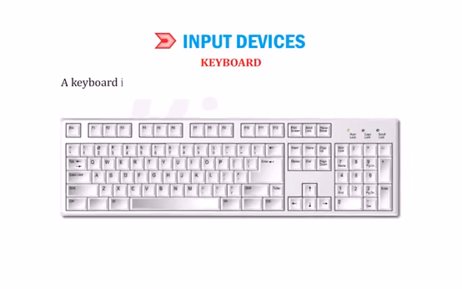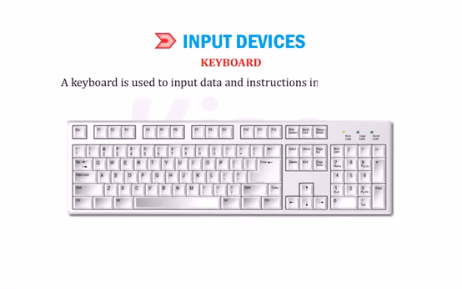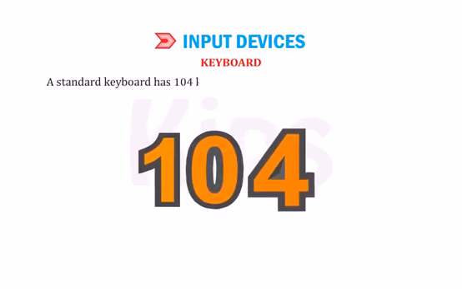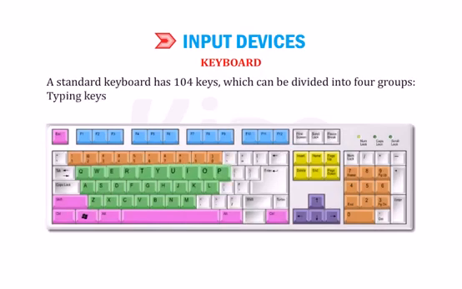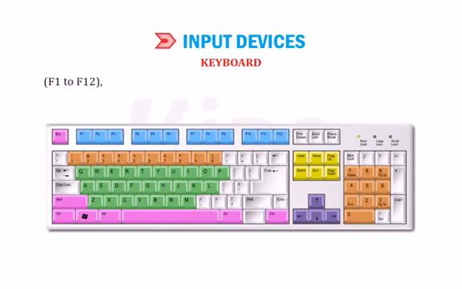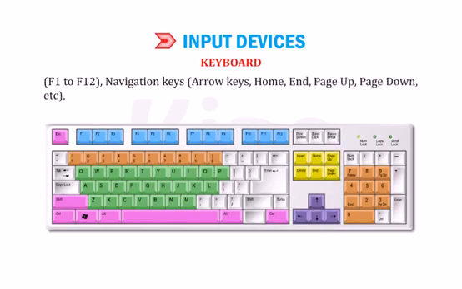Keyboard. A keyboard is used to input data and instructions into the computer. A standard keyboard has 104 keys which can be divided into four groups: typing keys, alphabet keys and numeric keys; function keys, F1 to F12; navigation keys, arrow keys, home, end, page up, page down, etc.; and control keys, Control, Alt, Windows logo key and Escape.